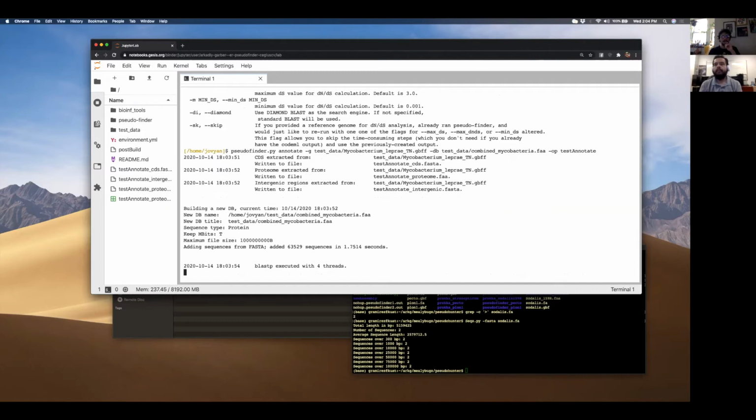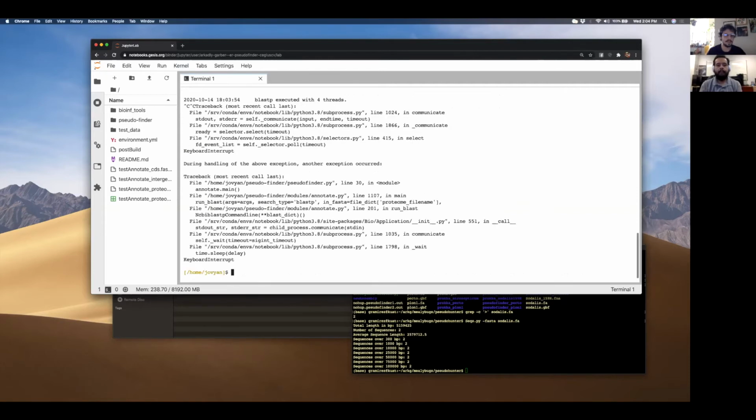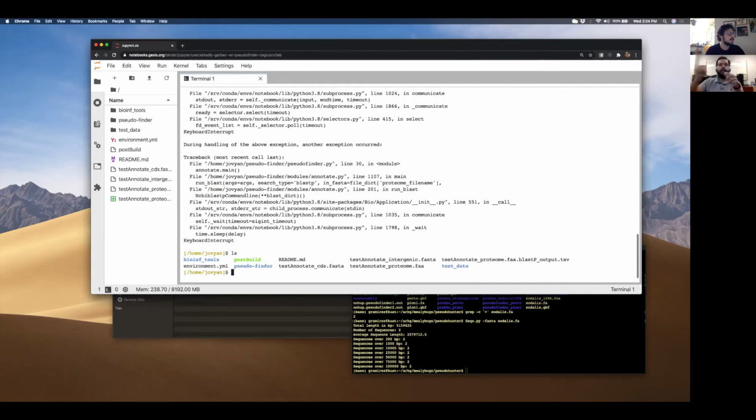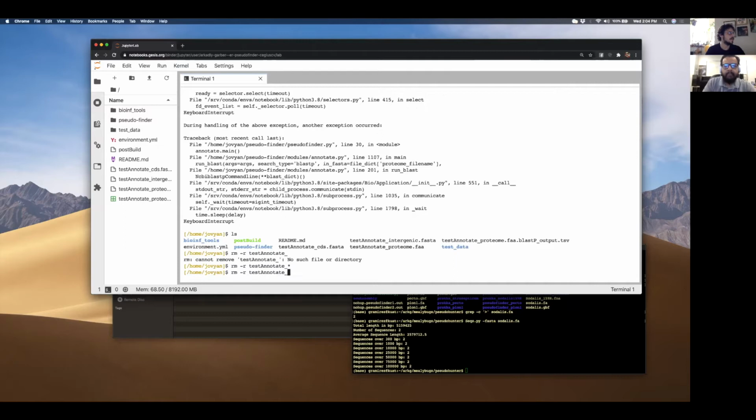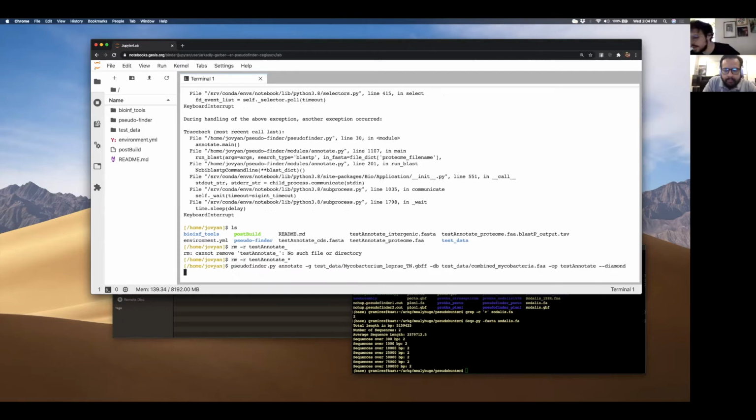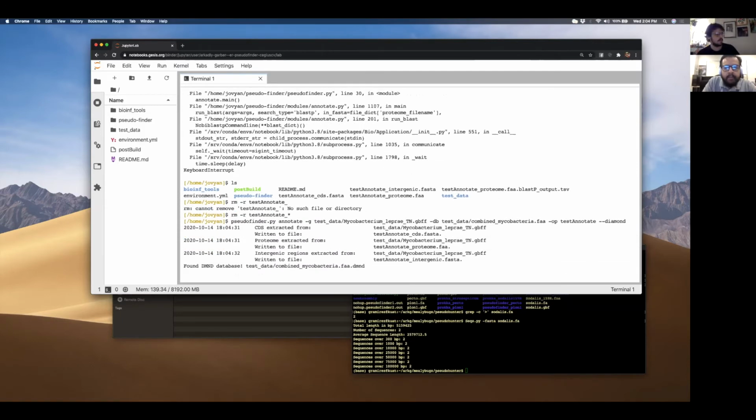Oh, whoops! Actually, I just realized that I forgot to add the --diamond flag. So what we're going to do is remove test annotate, then rerun with --diamond so that it runs a lot faster. All right, any questions so far while this is running?